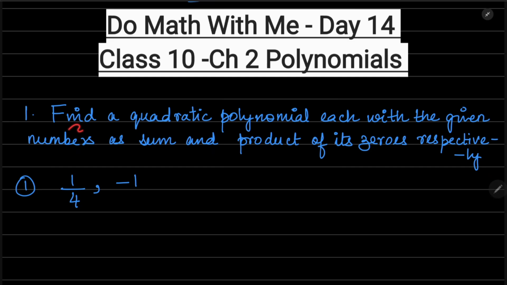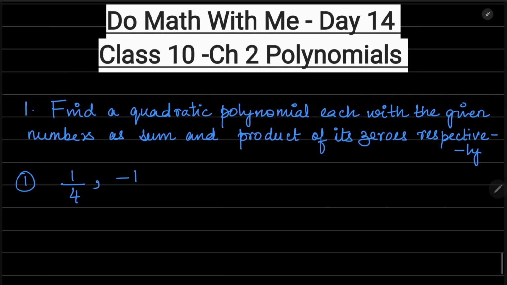Let's get started today. The first question is, find a quadratic polynomial. You have to find a quadratic polynomial, each with the given numbers as the sum and product of its zeros respectively.